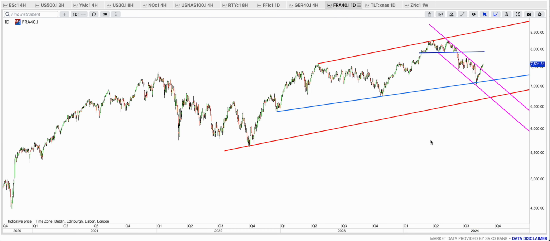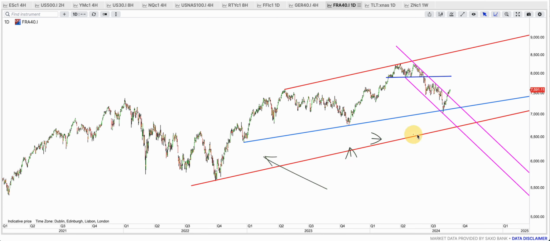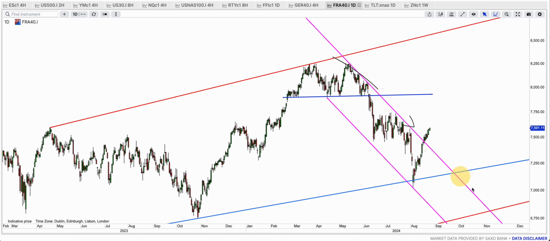This is the French index, which bounced off the blue support. It has broken this giant purple bull flag, which members got when it broke out. This is the high of April 24. So it has been several months forming this downtrend. Now it is broken, which is why I think we're ultimately targeting this gap fill at 8,000.